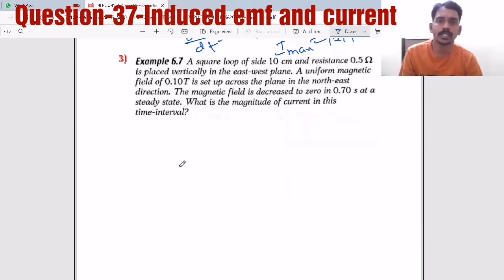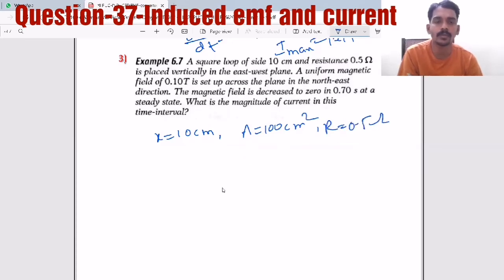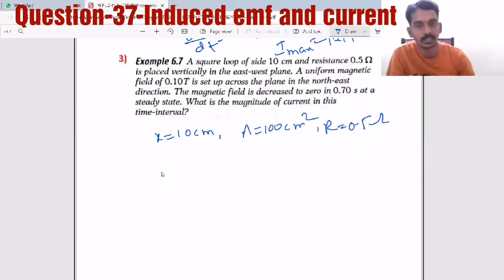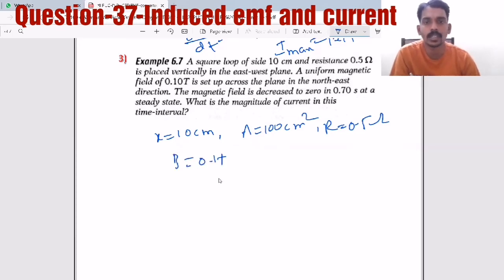Now the next question is a square loop of side 10 centimeter and resistance. Side length is 10 centimeter. So area is 100 centimeter square, and resistance is 0.5 ohm, is placed vertically in the east-west plane. Now a uniform magnetic field, the magnetic field is how much? 0.1 Tesla, is set up across the plane in the northeast direction.